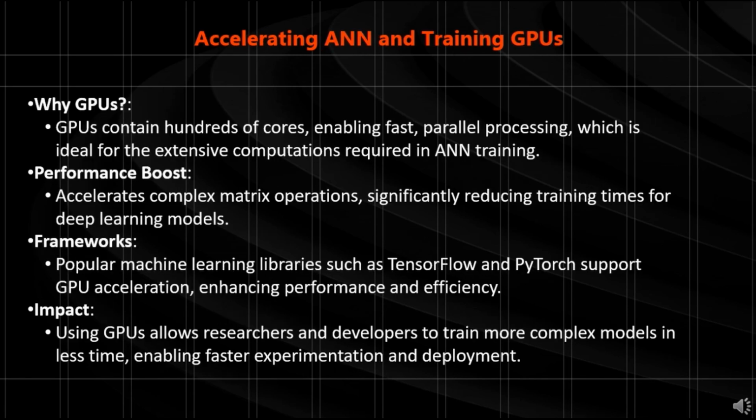Accelerating ANN training with GPUs. GPUs accelerate ANN training through parallel processing, which is essential for handling the complex matrix operations required in deep learning. Unlike traditional CPUs, GPUs have hundreds of cores, enabling faster computation. Frameworks like TensorFlow and PyTorch support GPU acceleration, boosting performance. Using GPUs allows researchers to train larger models more quickly, leading to faster experimentation and deployment of advanced models.